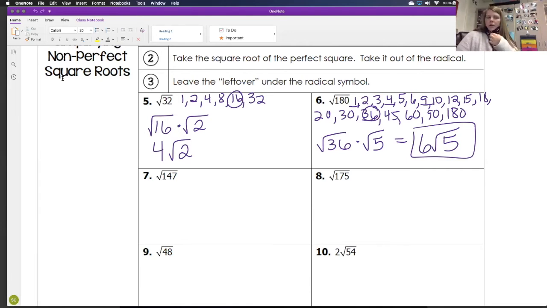Nihal, are you working on number 9? Square root of 48? Yes. Are you sure? Look at it more closely. 5 definitely is not a factor of 48.